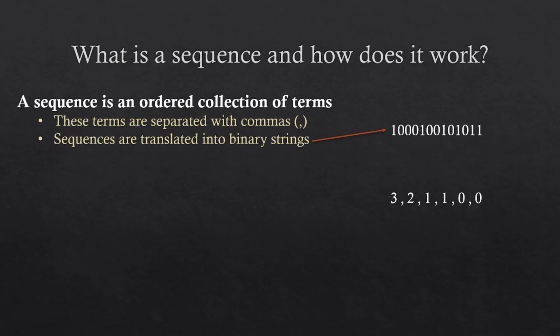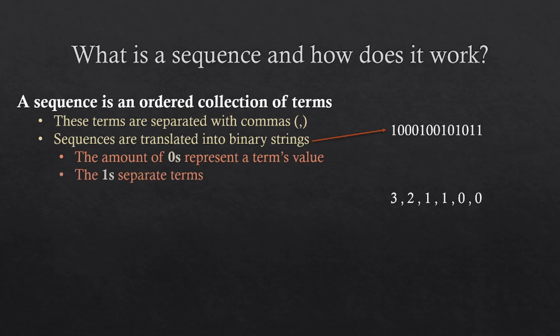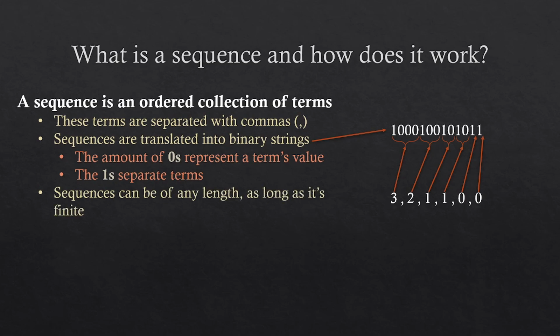But for now, all you need to know is that the zeros represent a term's value and the ones separate the terms. So something like this. So you see, when we don't have a 0 after a 1, it's considered a 0 term, so it's completely fine. Then the last thing is that these sequences have to be finite in length.